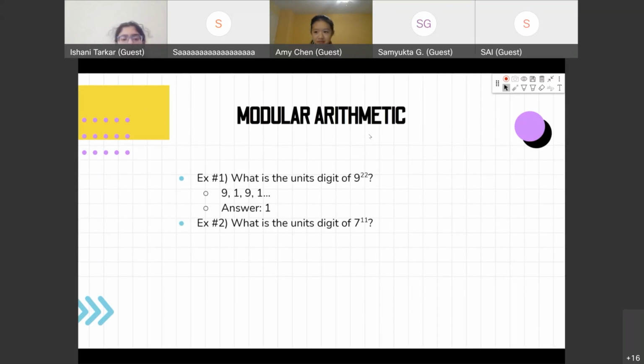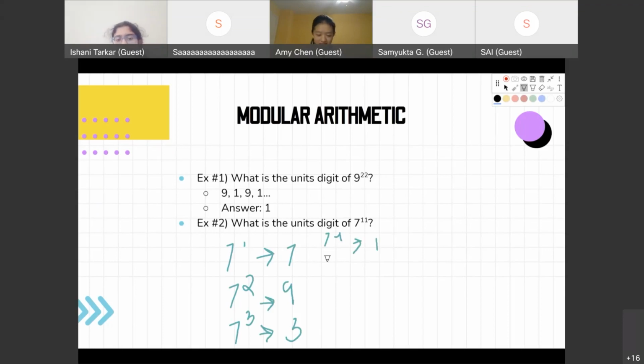So 7 to the power of 1 is 7. It ends in 7, right? 7 to the power of 2 is 49, so it ends in 9. 7 to the power of 3 is 343, and it ends in 3. 7 to the power of 4 is 2,401, so it ends in 1.